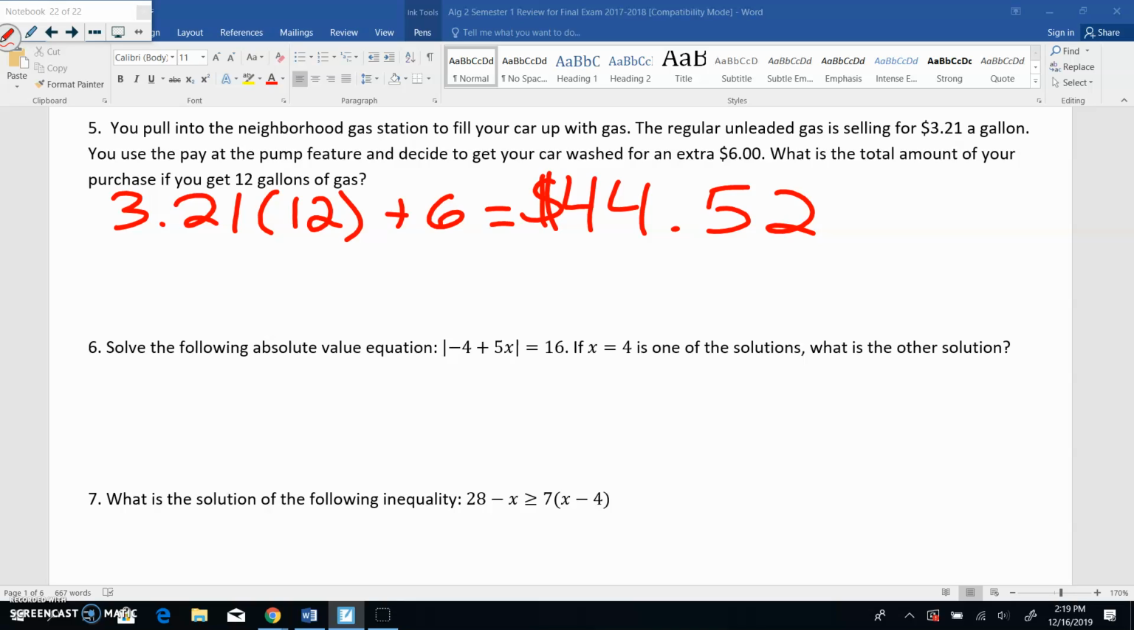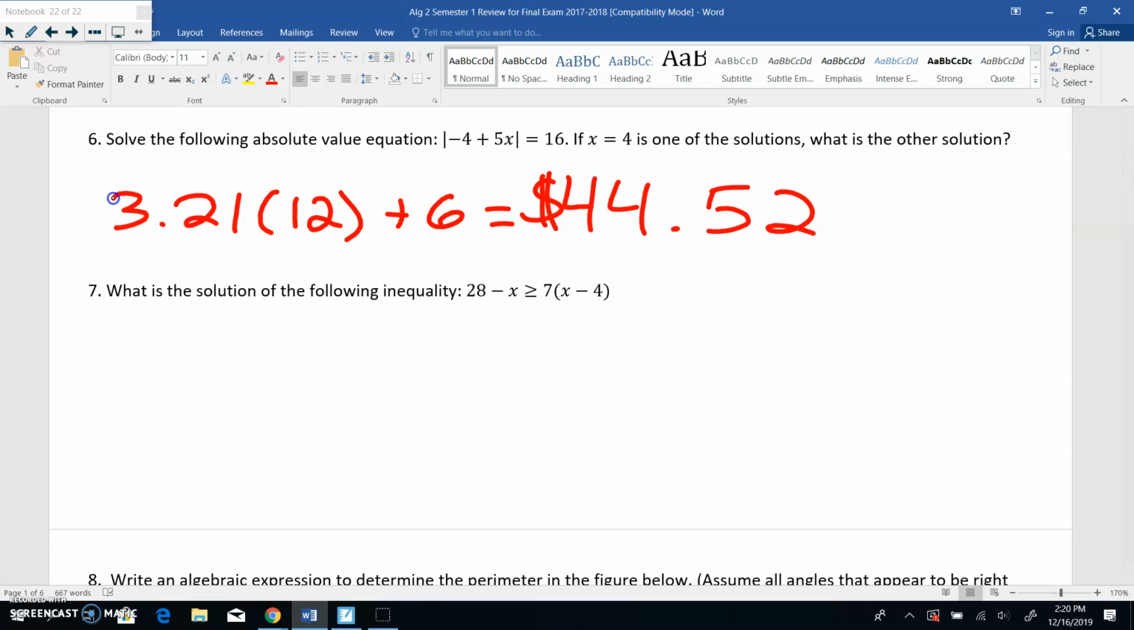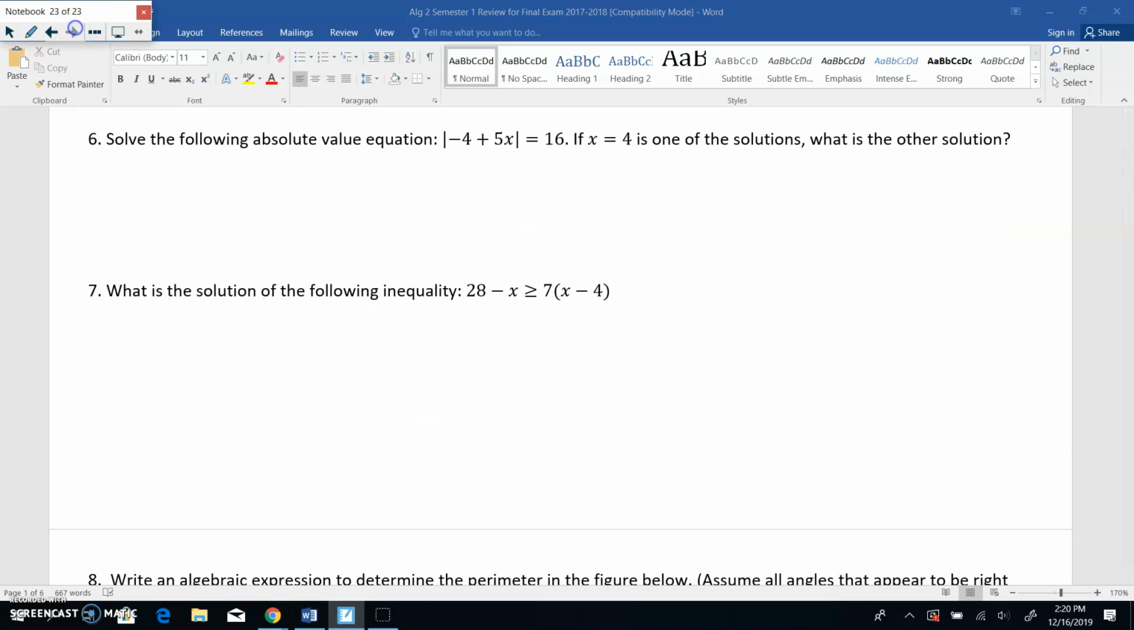Number 6, okay, solve the following absolute value equation, all right? And it gives you one of the answers. It says one of the solutions is x is 4. I want the other one. Okay, cool. Well, anytime you have an absolute value equation, it's technically 2 equations, okay? You have a positive version and you have a negative version.